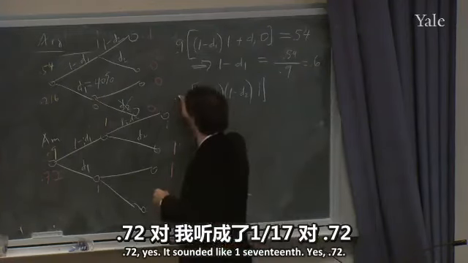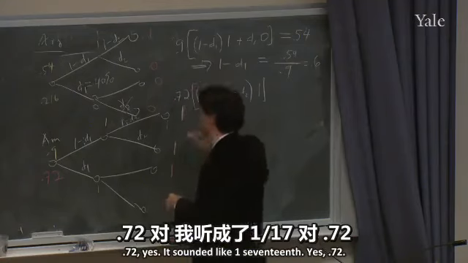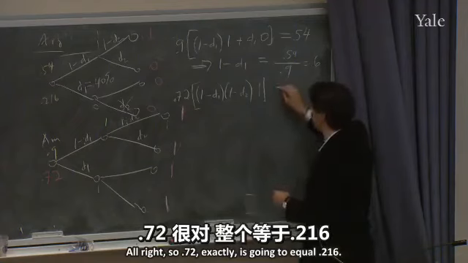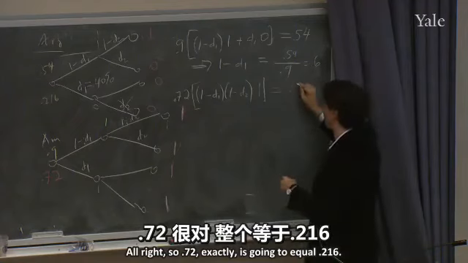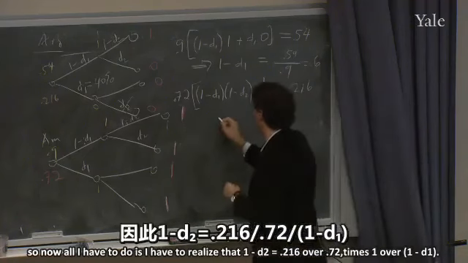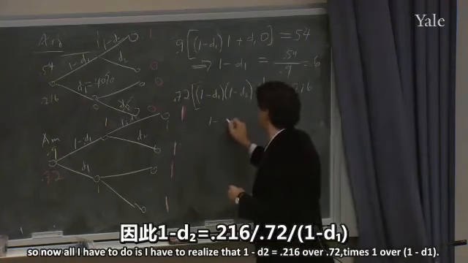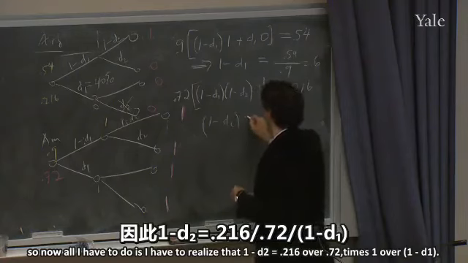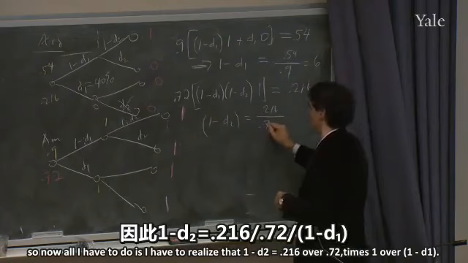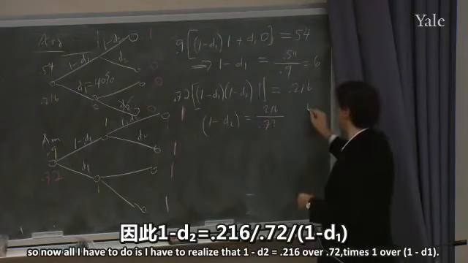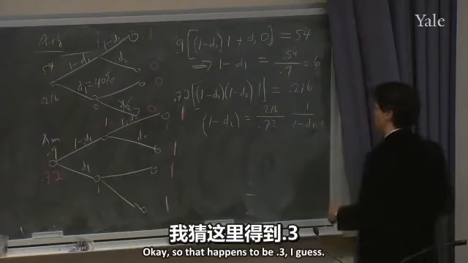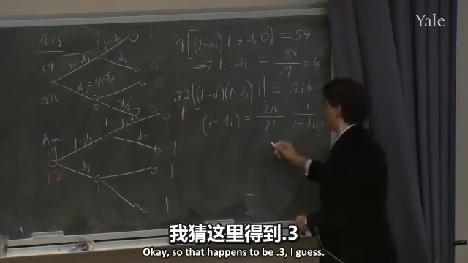0.72, yes. It sounded like 1/17th, but 0.72, yes, that didn't make any sense, 1/17th. All right, so 1 minus D1 times 1 minus D2 times 0.72 is going to equal 0.216. Now all I have to do is realize that 1 minus D2 equals 0.216 over 0.72 times 1 over 1 minus D1. That happens to be 0.3.